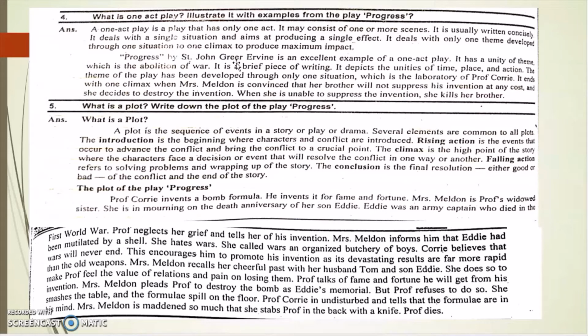Progress by St. John Greer Ervine is an excellent example of a one-act play. It has a unity of theme, which is the abolition of war. We just have one theme. It is a brief piece of writing, so it's very short. It depicts the unities of time, place, and action.